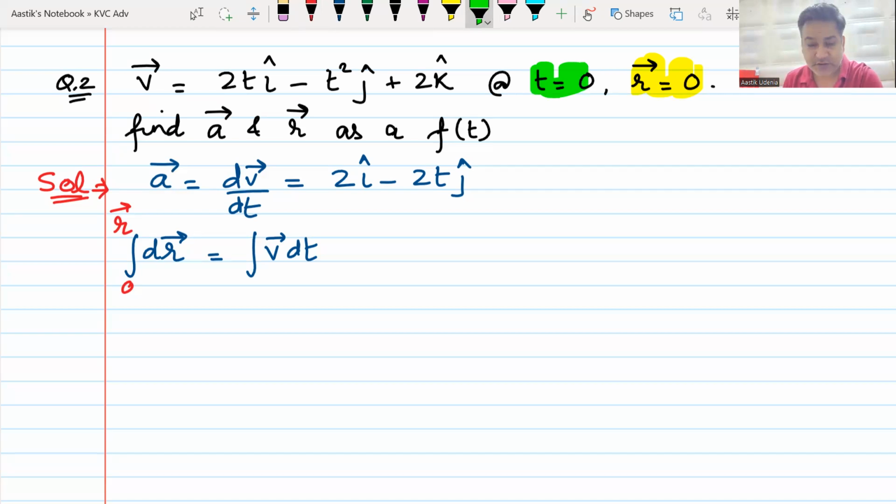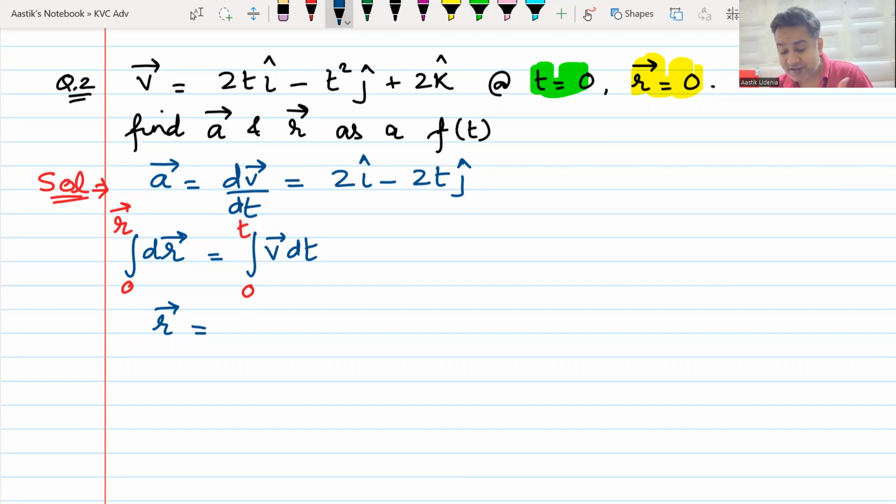Time is 0 to t. So I'll put the limit of time from 0 to t. Do we understand how I put the limits? So on the left hand side, the integral of dr is r. I put the limit from 0 to r. On the left hand side, my dear friends, I will get r vector. Do we understand this? Yes or no?